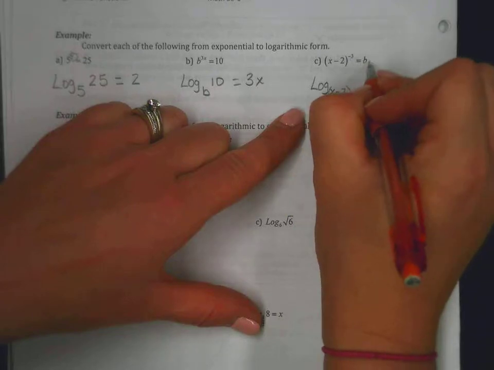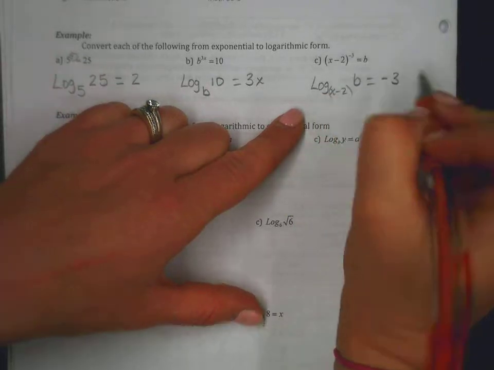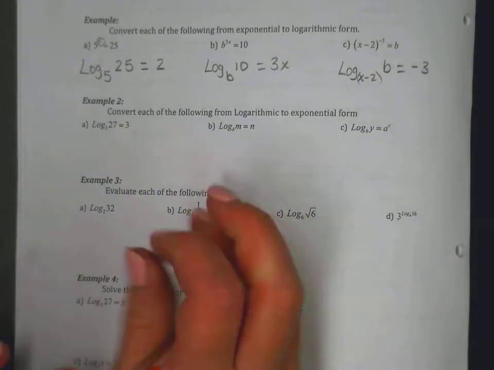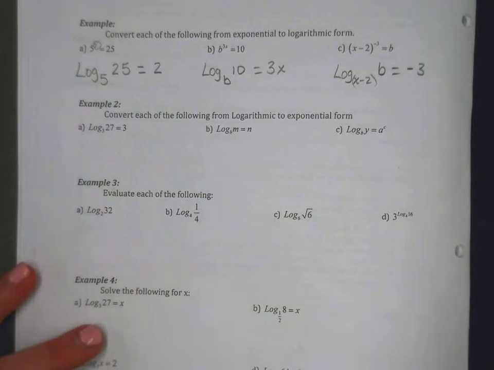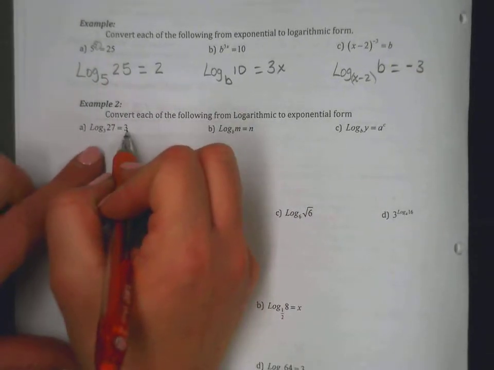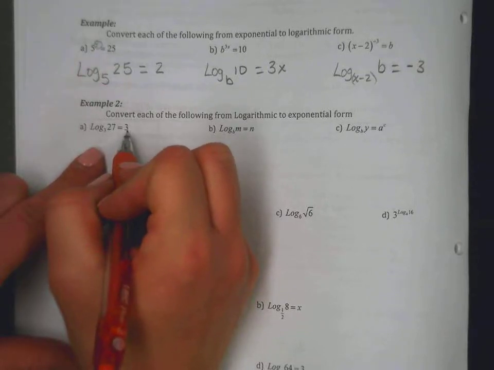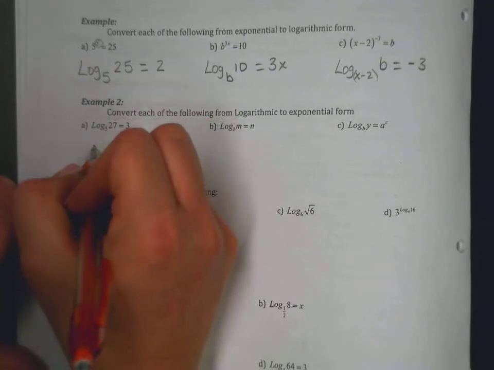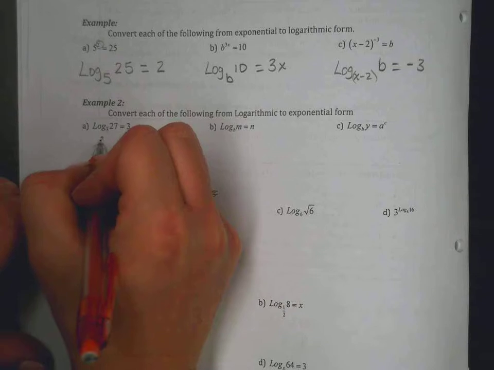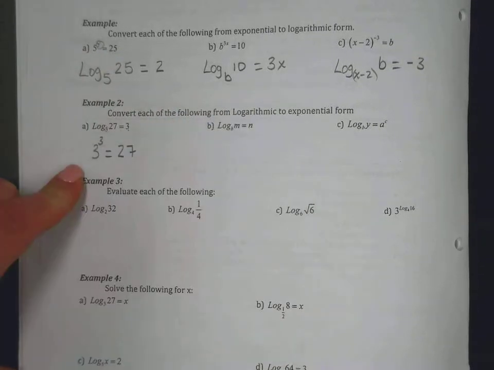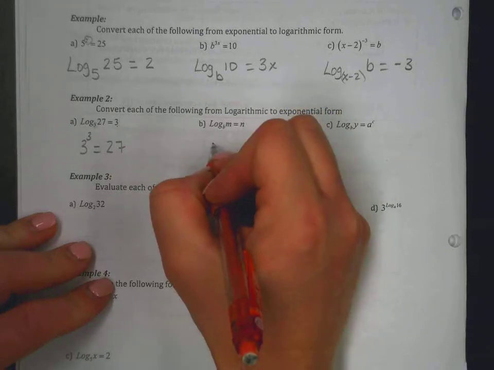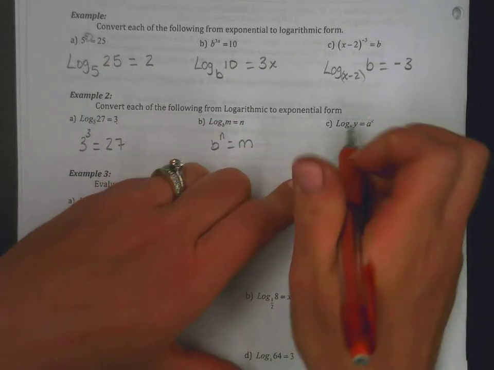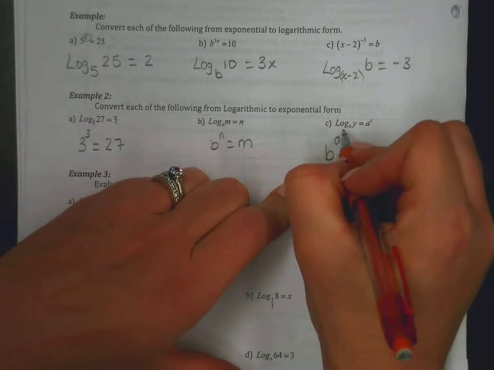And then vice versa, how do we go from logarithmic back to exponential? Similarly, whatever your logarithm is equal to becomes the exponent of your power. The base of the logarithm is going to be the same as the base of the power. So this would be 3 to the power of 3 equates to 27. This would be b to the power of n equates to m. And lastly, this would be b to the power of a to the power of c equates to y.